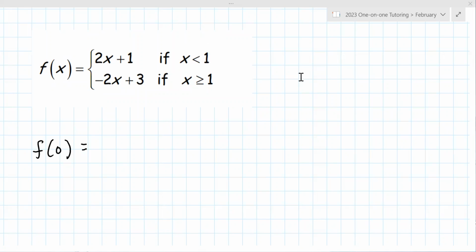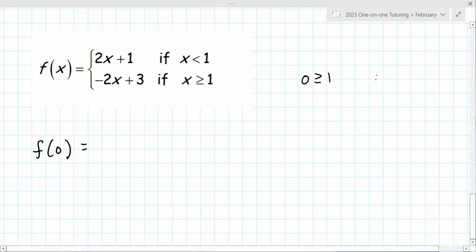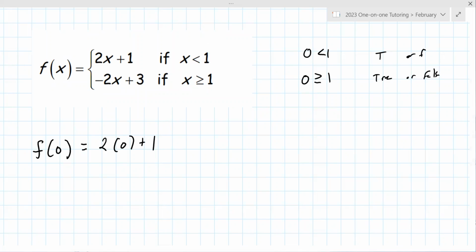So here's what you're telling me. 0 is greater than or equal to 1. Is that true or is that false? Not greater. So is 0 less than 1? Yes. So that means you're going to use the first one, 2 times 0 plus 1. So what is the result of that? It is 1. Okay.